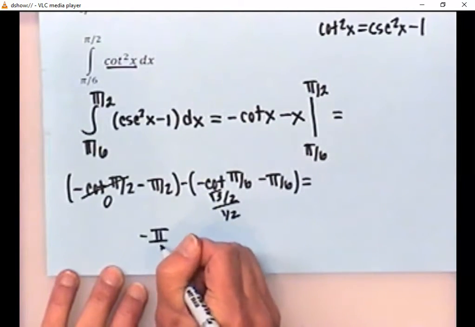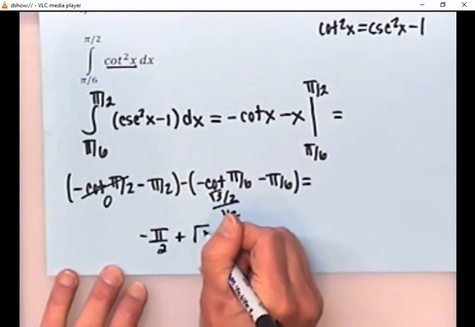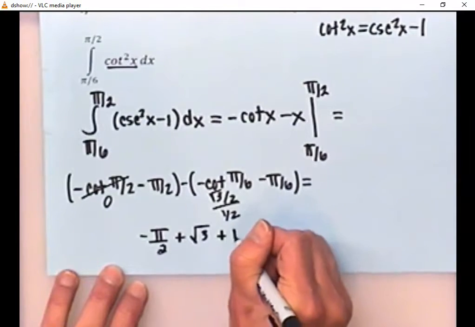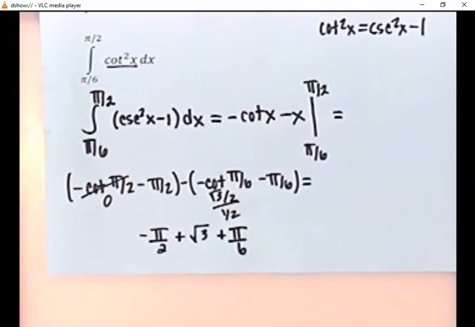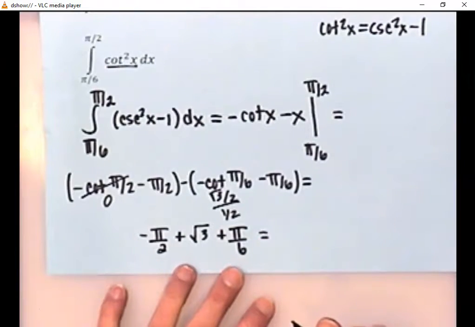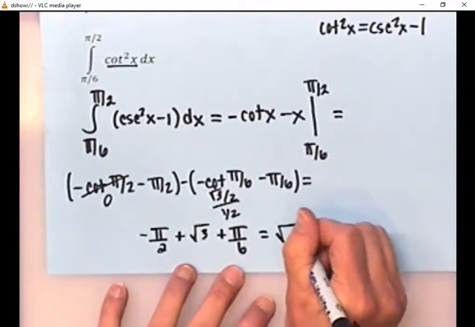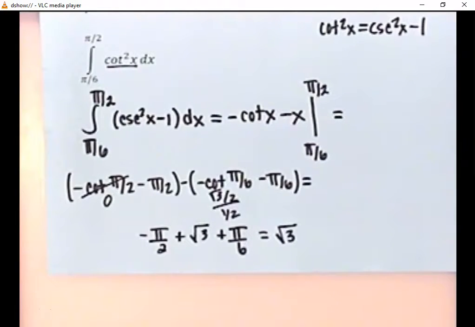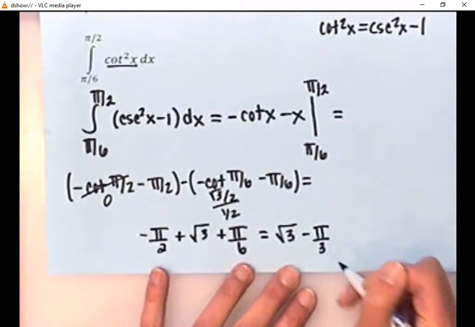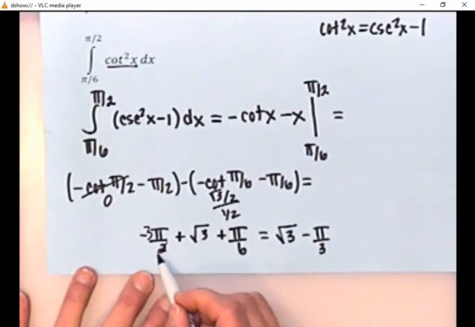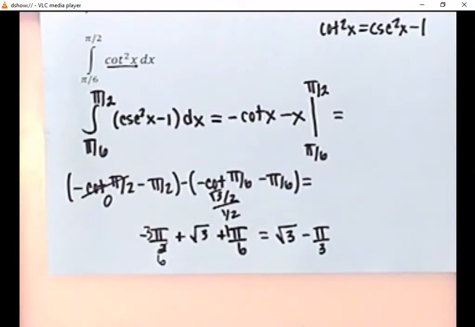So what do we got? Negative pi over 2. These two negatives make it plus square root of 3, and that makes a plus pi over 6, right? So I might not do too much, but I could add these pi's together. I will simplify it a little bit. So let's see what we have here. Square root of 3, what's negative pi over 2 plus pi over 6? So that's negative 3 sixths plus 1 sixth, negative 2 sixths, or negative pi over 3? Yeah. So these are 3 sixths plus 1 sixth is negative 2 sixths, which makes a negative pi over 3.